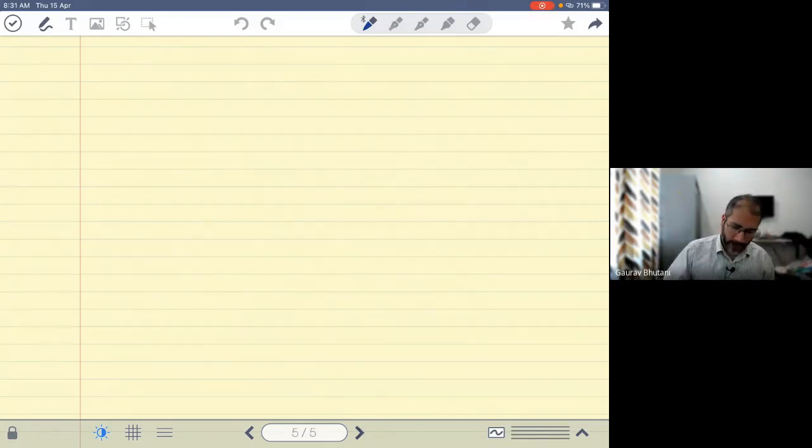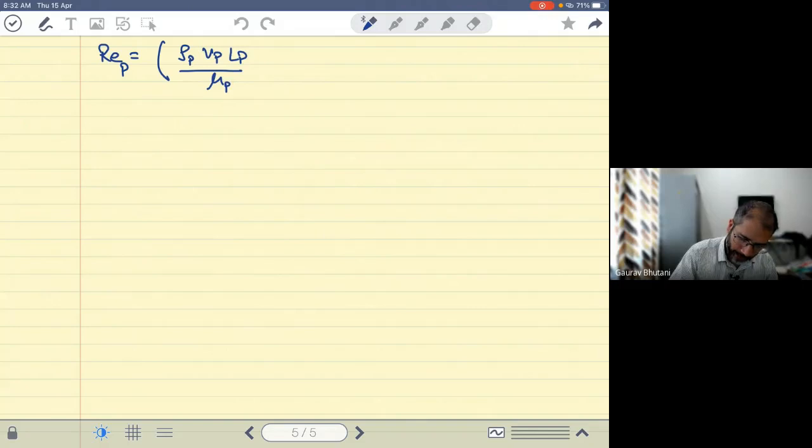So let's see what the value of the Reynolds number is for the prototype. This full scale stuff is called the prototype. So the Reynolds number for the prototype is rho prototype V prototype L prototype by mu prototype. Well, I don't need to calculate it. I'll just compare the Reynolds number for the prototype and the model.